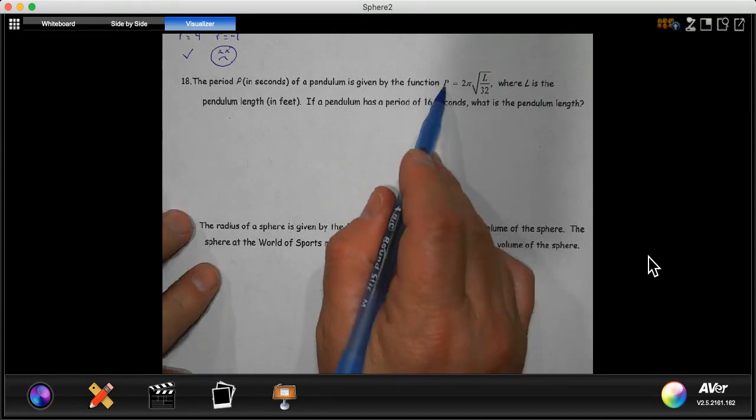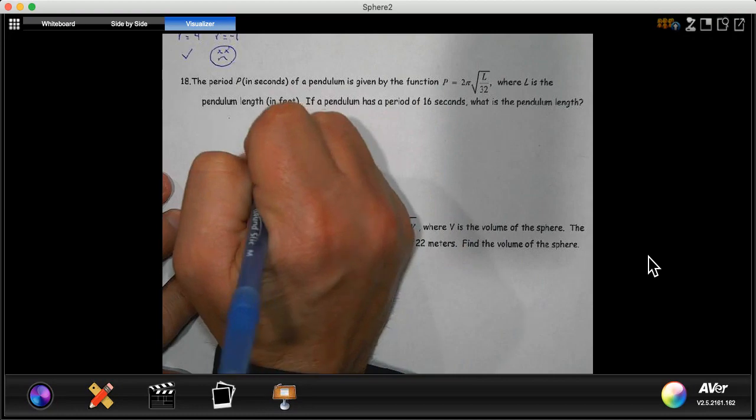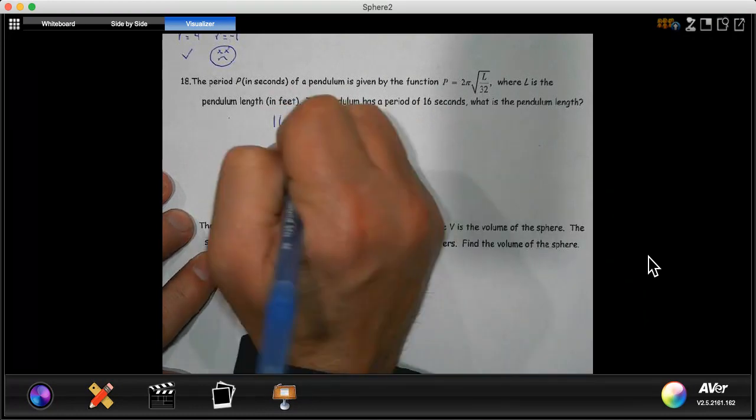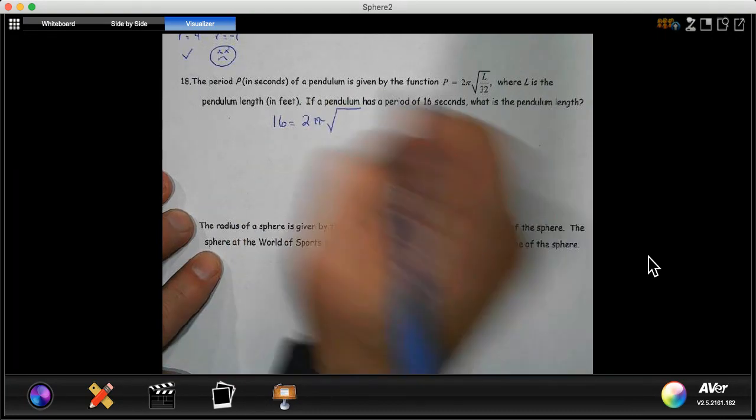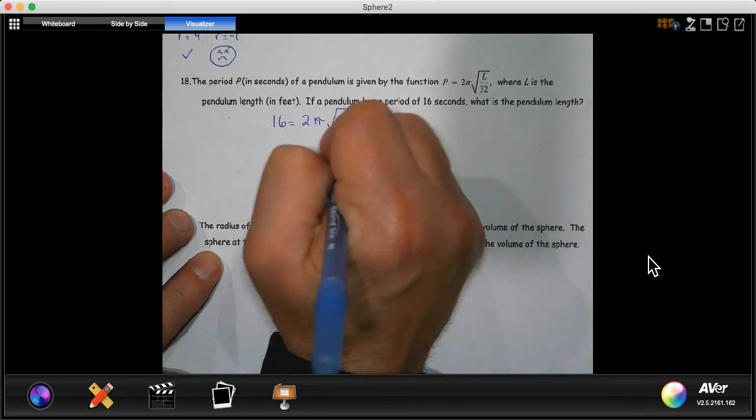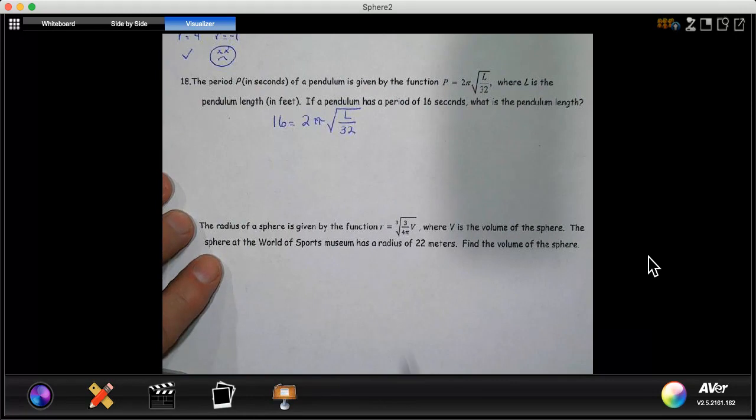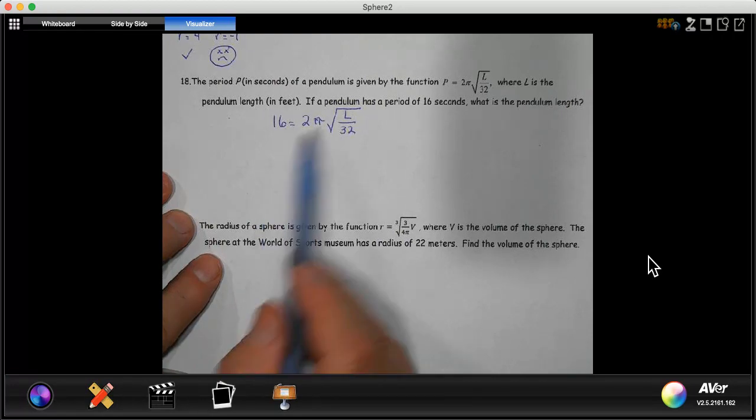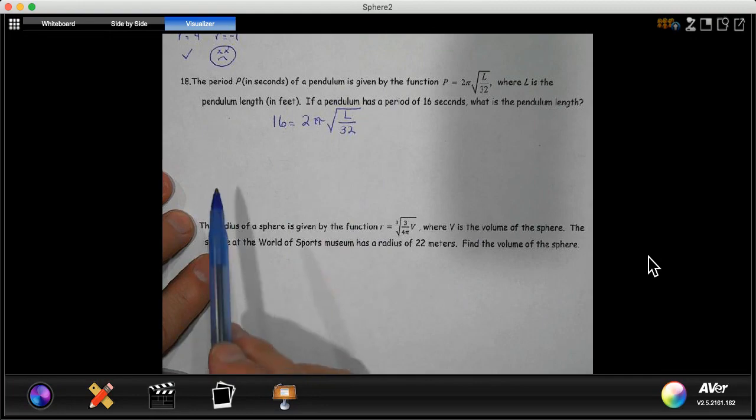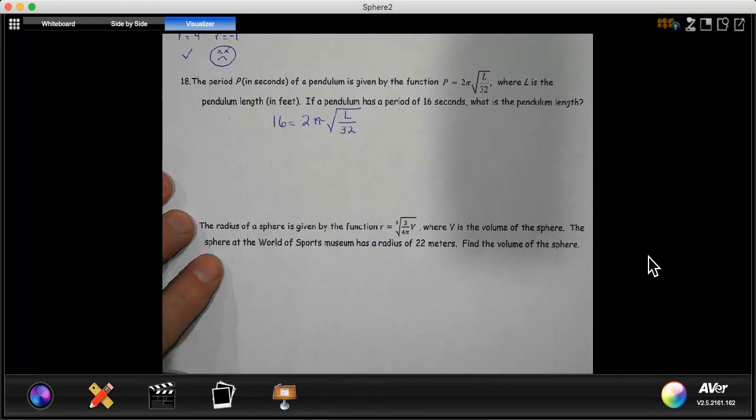So we're going to put a 16 right there and then solve. So 16 is equal to 2 pi square root L over 32. I've done a few of these in my day, but I'm going to map this out for you. We're going to take 16, divide it by 2 pi, then square both sides, and then multiply by 32. You always do the opposite, but do it in the right order.